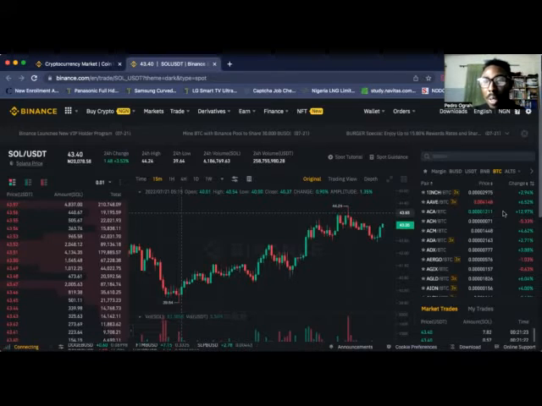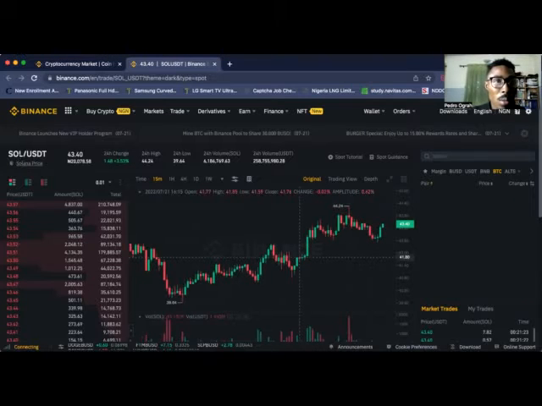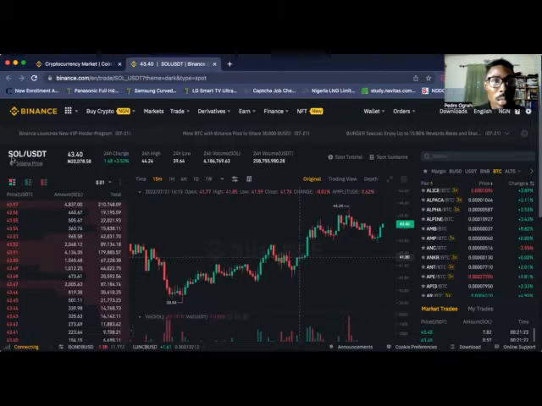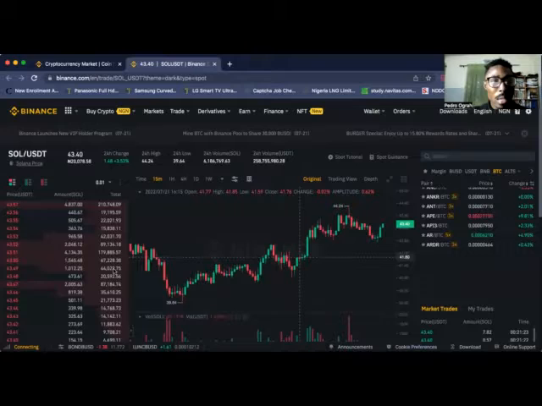The currency pair in this case is Solana and USDT. That means I can sell my Solana to USDT, or I can use my USDT to buy Solana. This is called a currency pair.